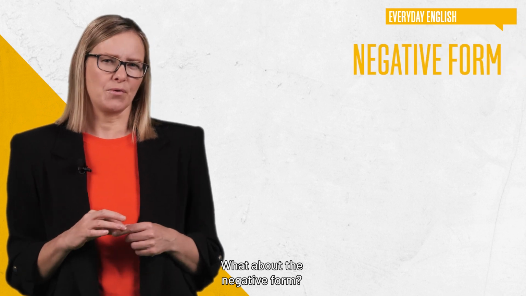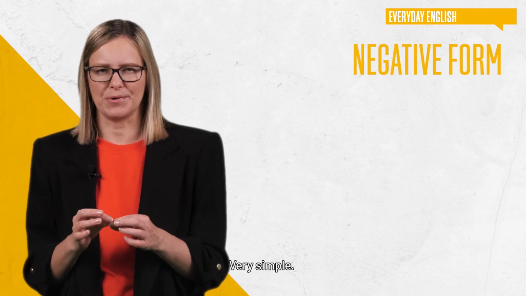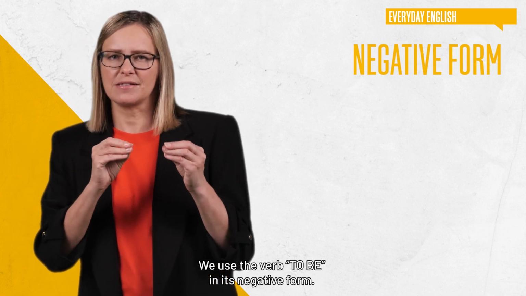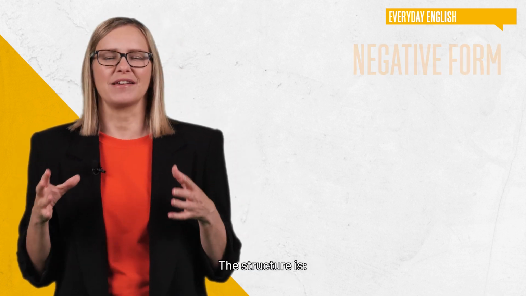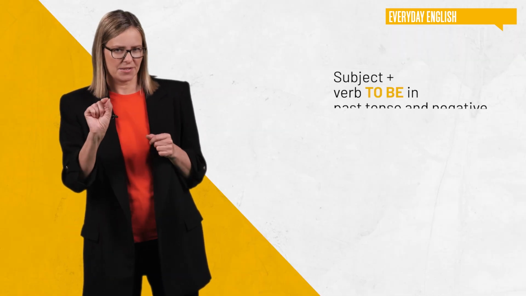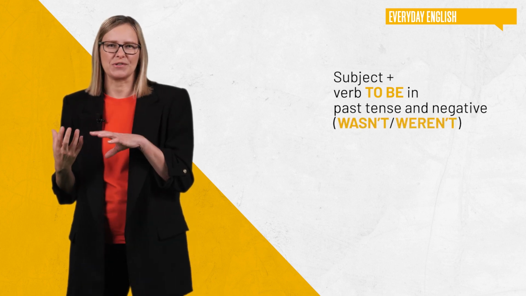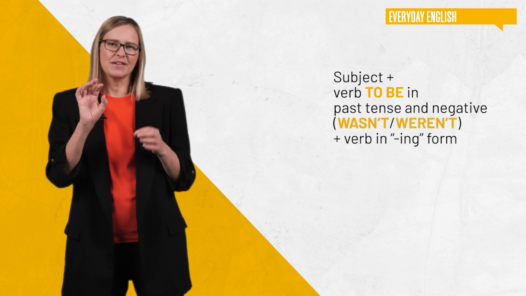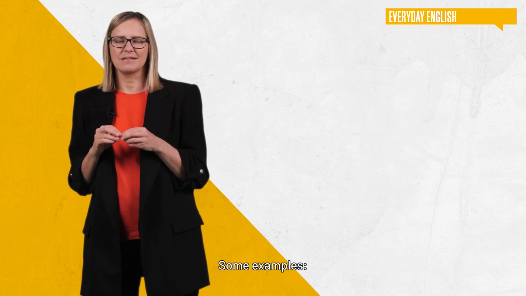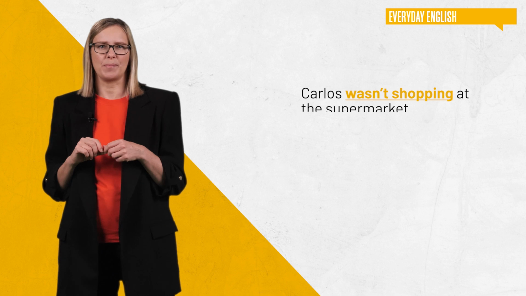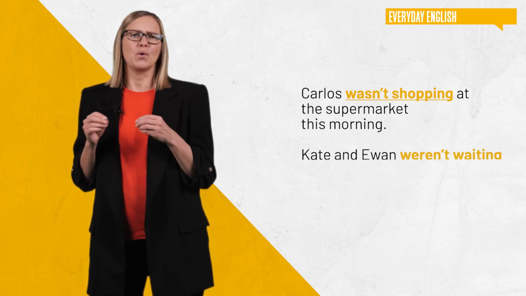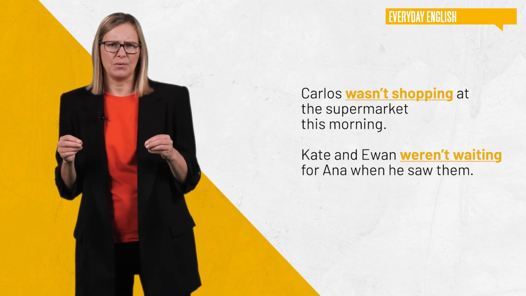What about the negative form? Very simple. We use the verb to be in its negative form. The structure is subject plus verb to be in past tense and negative, wasn't, weren't, plus verb in ing form. Some examples. Carlos wasn't shopping at the supermarket this morning. Kate and Ethan weren't waiting for Anna when he saw them.